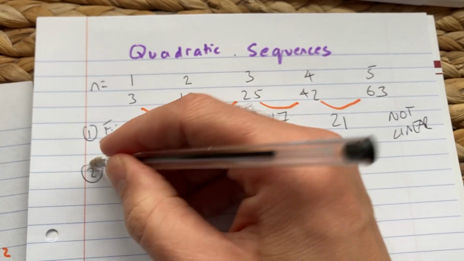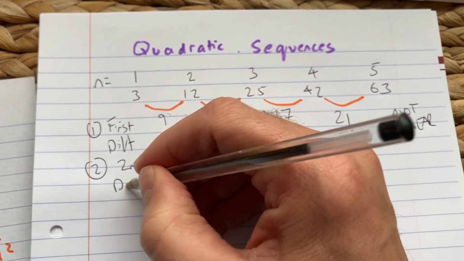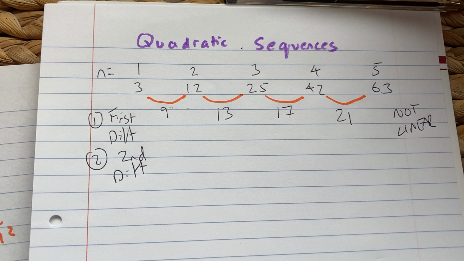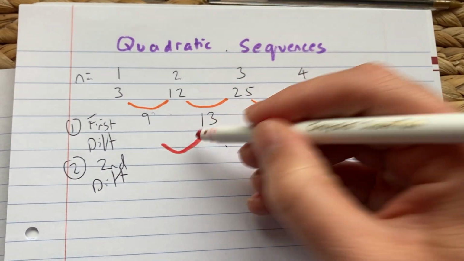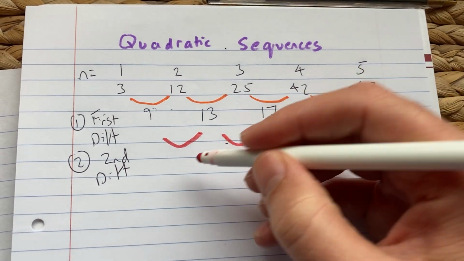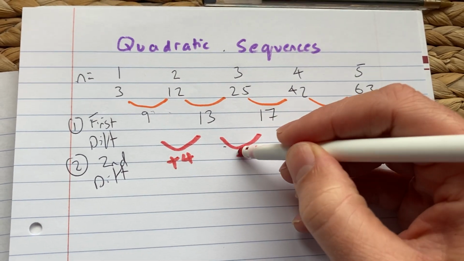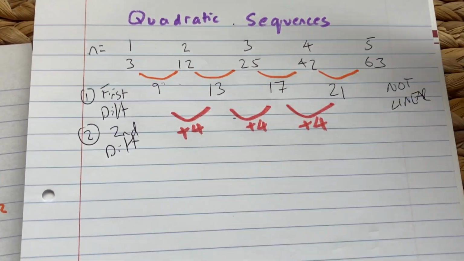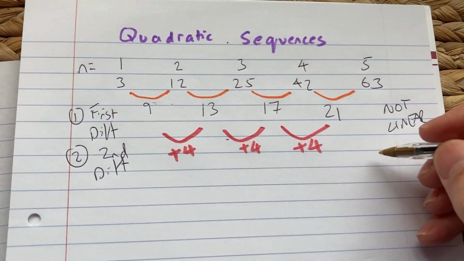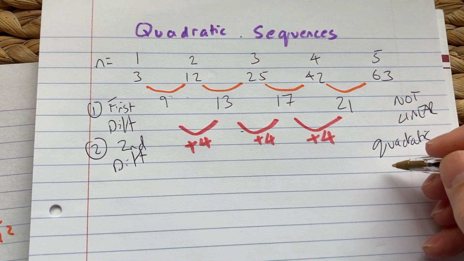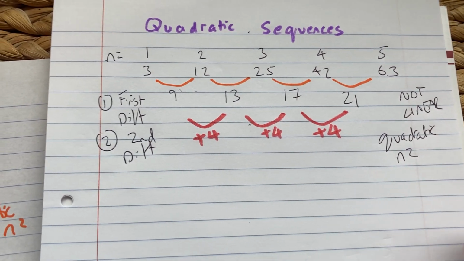So then what we do is we find the second difference, finding what's happening between these terms. So 9 to 13, 13 to 17, 17 to 21. And we can see that there's a difference of 4. We're adding 4 each time. That means we're dealing with a quadratic sequence, a sequence that will involve n squared.